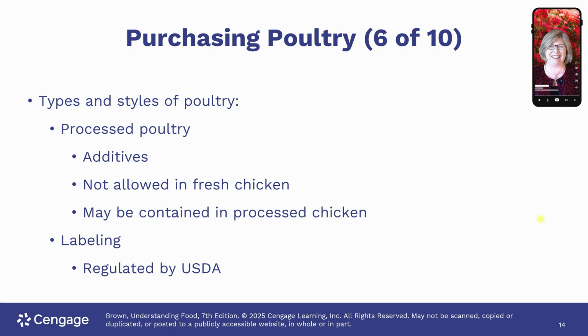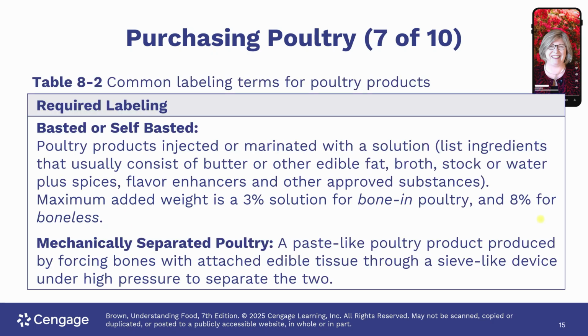Processed poultry can have additives, which are not allowed in fresh chicken, and these additives may be contained in processed chicken, and that's why I was saying a moment ago about ultra-processed chicken. So, when you buy chicken nuggets or chicken strips and they're pre-formed, ready to cook, that's what we call processed poultry. And labeling is regulated by USDA, and that's why you see it's relatively consistent. So what are common labeling terms for poultry products?